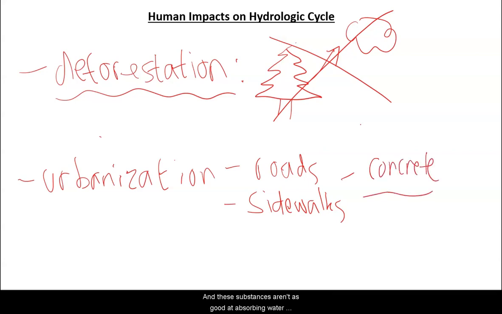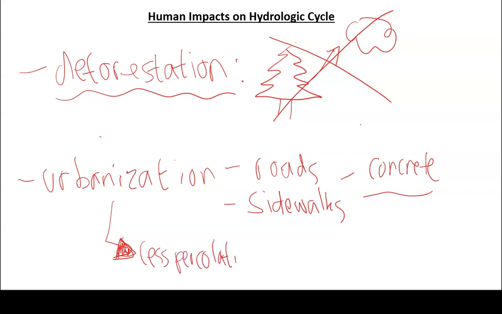And these substances aren't as good at absorbing water. They're not as good at percolating water from the surface of the earth into that groundwater storage. So there's less water entering into the groundwater from the clouds. So there's less percolation. And because of that, there's more runoff. So water has no place to go. It can't go down into the earth, so it has to run into the rivers, the streams, and the oceans.